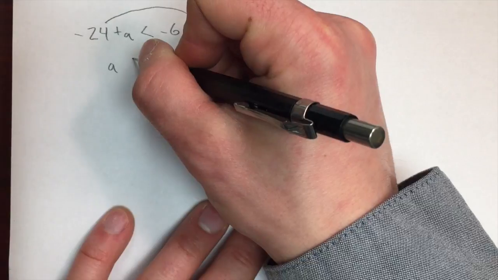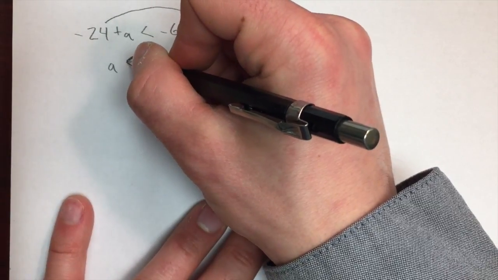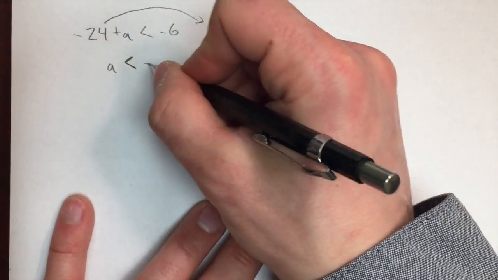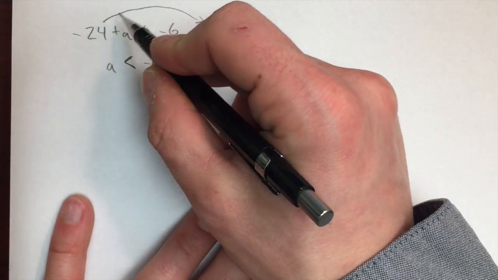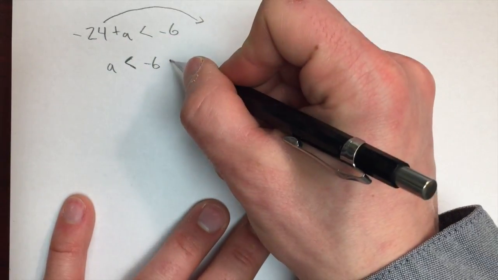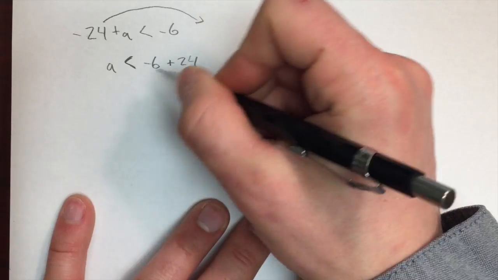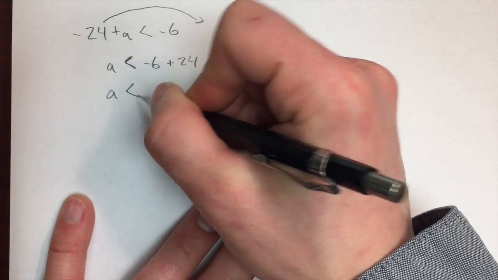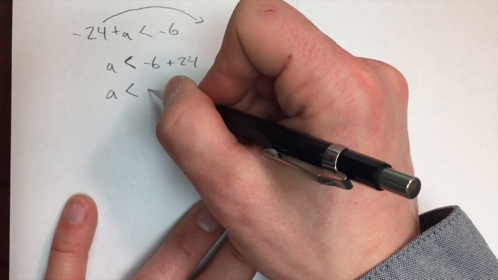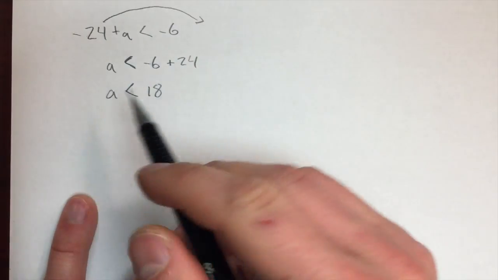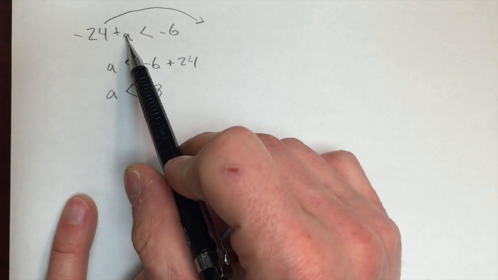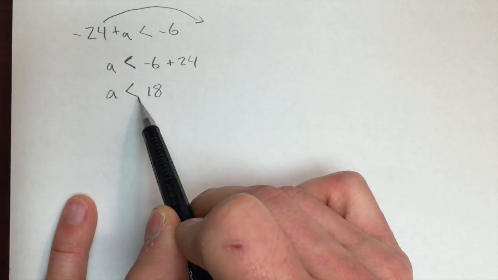So a is less than negative 6. When it switches sides, it switches signs, plus 24. So what is negative 6 plus 24? A is less than 18. So a could be any number less than 18.